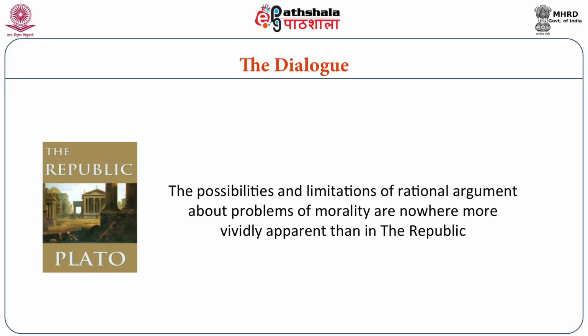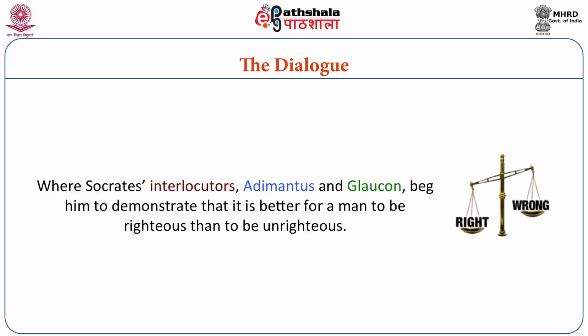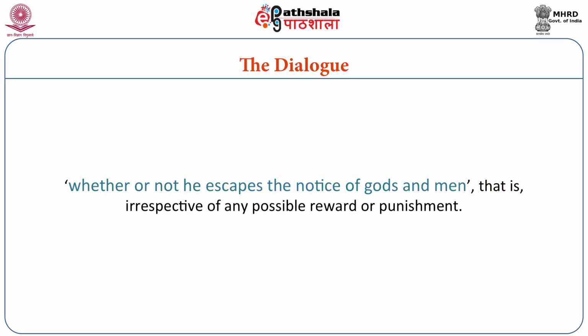It talks about the possibilities and limitations of rational argument, about problems of morality nowhere more vivid than in the Republic. The interlocutors, that is, Adeimantus and Glaucon, wish it to be demonstrated that it is better for a man to be righteous than for a man to be unrighteous, whether or not he escapes the notice of gods and men. That is, irrespective of any possible reward or punishment.